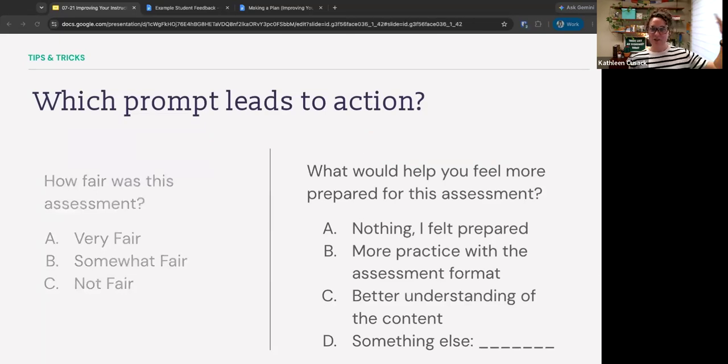Absolutely. So how fair sits on the evaluation side. It tells us if you hit the target. It does not tell us what to change. Knowing 50% of your students don't think the assessment was fair, okay, so what am I going to do in the future, right? But if you know 50% of your students say they would benefit from more practice, then that's something that you can do in the next unit so that you can move the needle on that feedback.